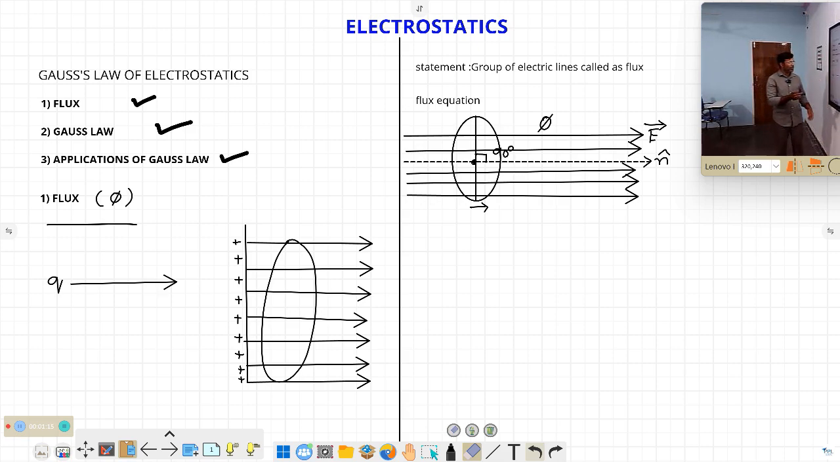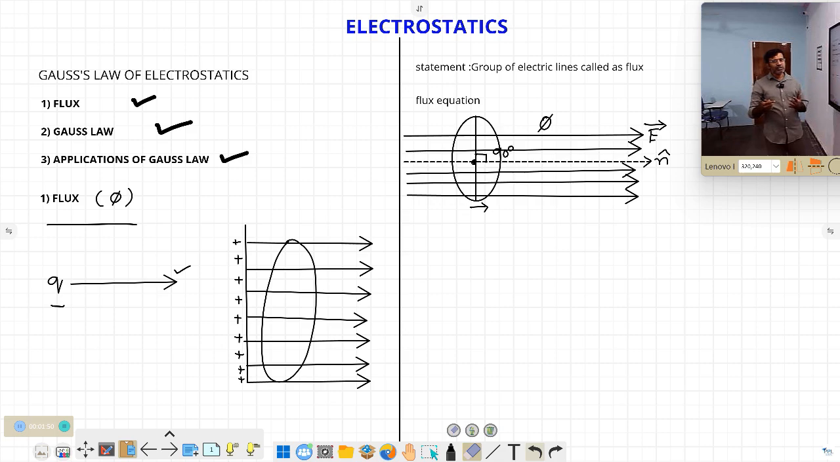You know that whenever you take any charge, due to the charge there are electric lines, and not only one line, many lines exist due to the charge. So if you take any linear charge distributed body, we get a number of electric lines. If we take these electric lines as a group, that group of electric lines is called flux. That means simply the number of electric lines is called the flux concept. Statement: a group of electric lines is called flux.